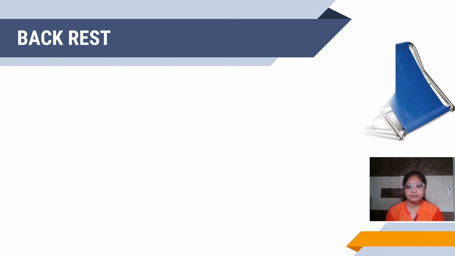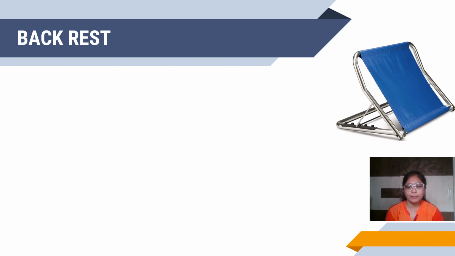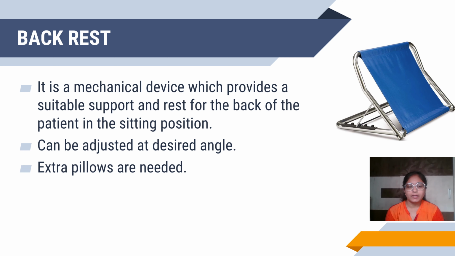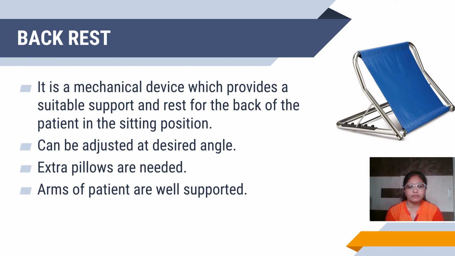Backrest. This is the picture of backrest. It is mainly used for providing support for the back of the patient while the patient is in sitting position. It can be adjusted at the desired angle. If needed, extra pillows can also be used. By using a backrest, the arms of the patient are well supported.